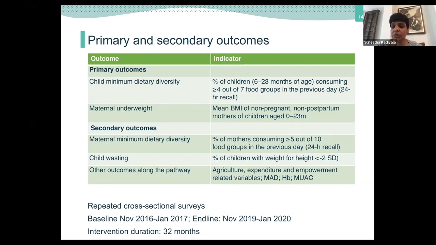As is now best practice, we collected a lot of data along the impact pathways that Ronali has just described, about agriculture production, expenditures, and women's decision making and empowerment variables, and so on, that are listed here. We did repeated cross-sectional surveys: the baseline from November 2016 to January 2017, and we conducted the end line at around the same time. Therefore the intervention duration, which is important to note, is about 32 months. So women and children in these villages received the intervention for 32 months in the trial arms. Obviously, the control arm did not receive any UPAVAN intervention. Next slide, please.